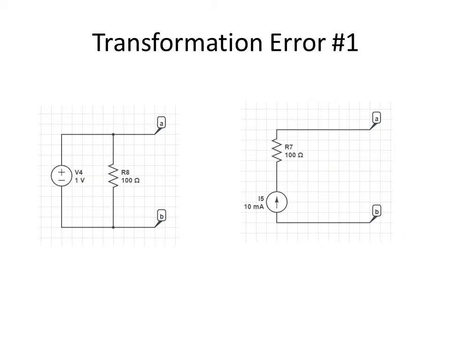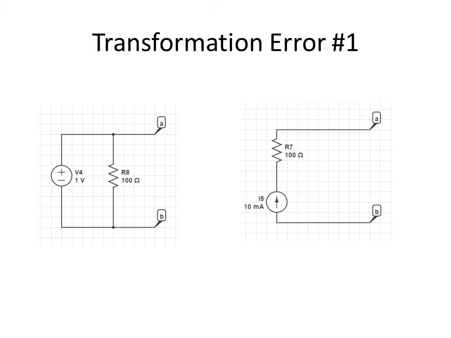The first pitfall I want to look at is the misapplication of source transformation. You cannot use source transformation to transform a voltage source in parallel with a resistor or a current source in series with a resistor. A simple example will demonstrate why.